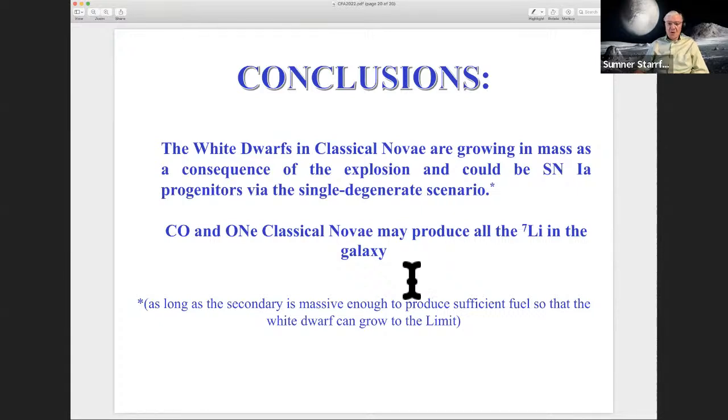Maybe it will, maybe it won't. So not all cataclysmic variables are probably 1A progenitors. And then finally, they produce all the lithium-7 in the galaxy, and I'll stop here.